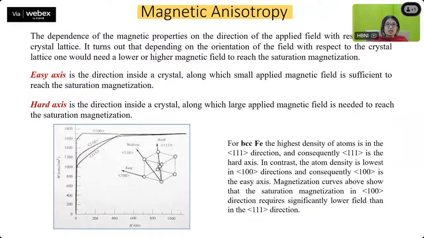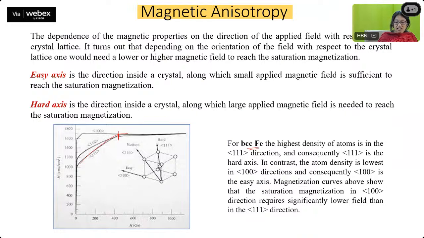So you have something known as the easy axis, and you also have something known as the hard axis in crystals. The easy axis is a direction inside a crystal along which a small applied magnetic field is sufficient to reach the saturation magnetization. Whereas the hard axis is the direction along which a large applied magnetic field is needed to reach the saturation magnetization. Now if you have body-centered cubic iron, the highest density of atoms is in the 111 direction, and consequently, 111 is the hard axis. So you see the magnetic field needed to achieve the saturation magnetization is high here.